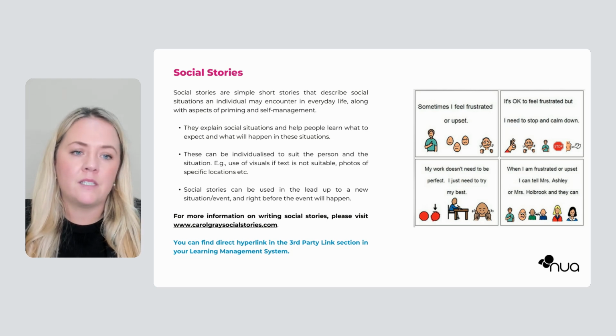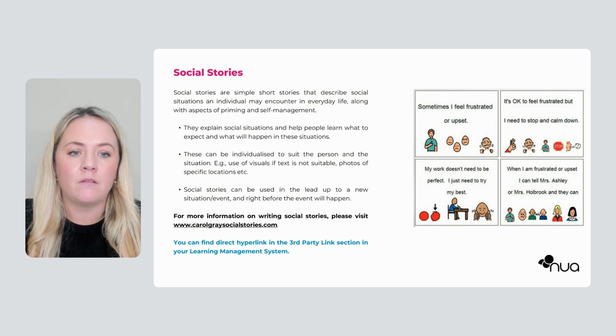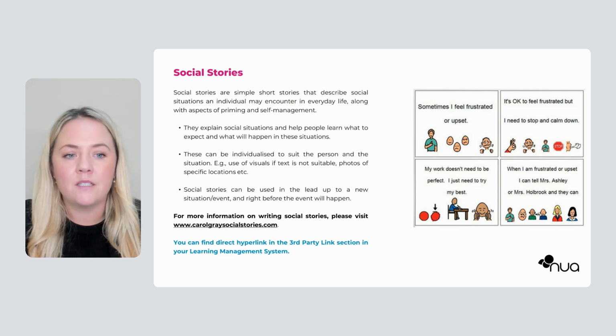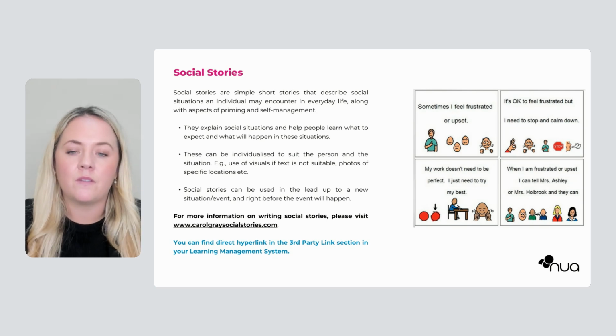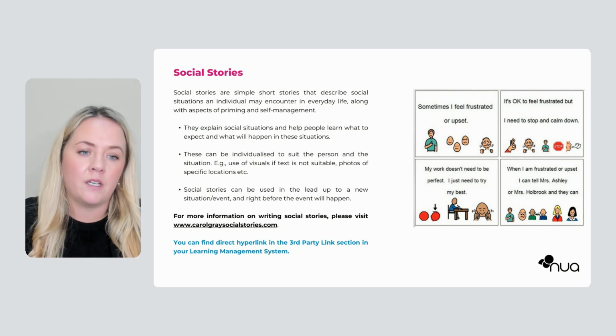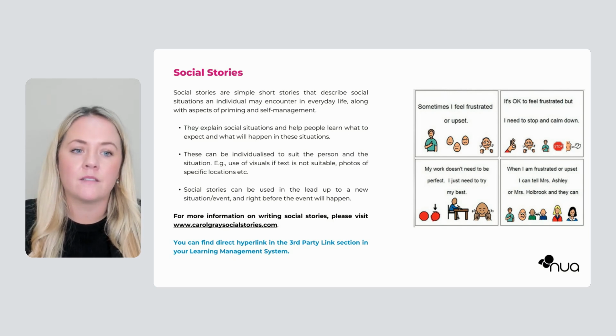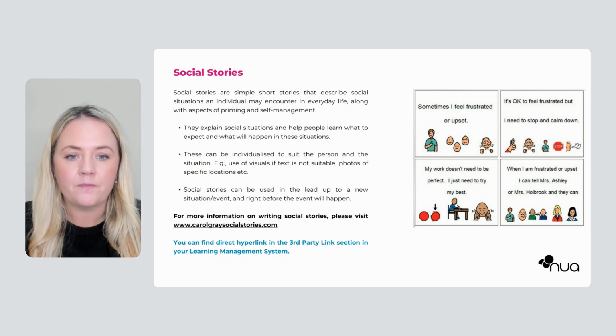What we're doing here is teaching the person about that feeling or about that social rule. It's okay to feel frustrated, but the rule being, I need to stop and calm down. And here's my alternative behavior: when I am frustrated or upset, I can tell somebody about it and they can help me. We're trying to frame it in terms of this is what's happening, this is what I need to do, and this is what I can do as an alternative. So I can ask somebody for help as an alternative to engaging in any kind of aggressive behavior or verbal aggression or whatever it might be.